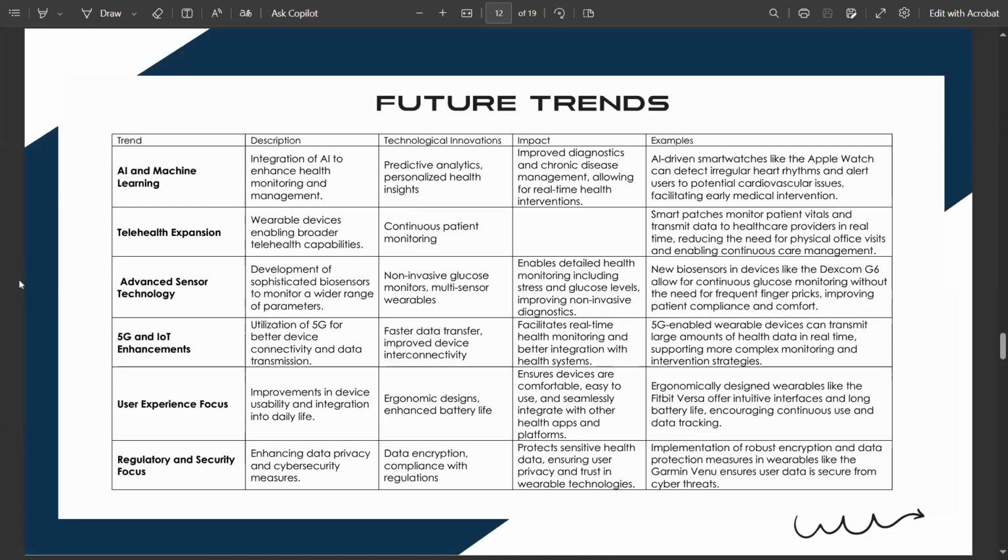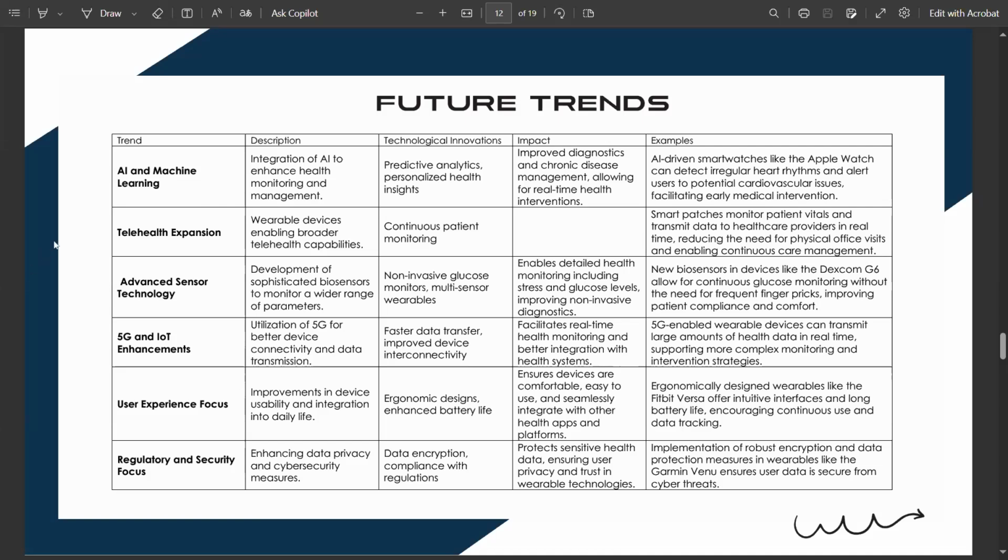we have AI and ML that are increasingly being incorporated into wearable devices to enhance health monitoring and management. This includes advanced diagnostics, predictive analytics for chronic disease management, and personalized health recommendations. These technologies allow for real time, precise health monitoring and interventions. This significantly improves patient outcomes.